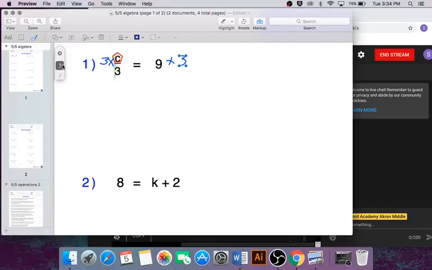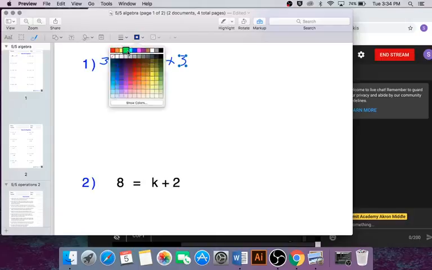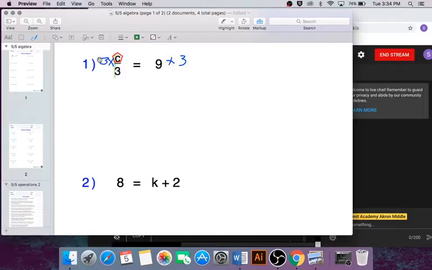So on the left, our multiplied by 3 and divided by 3 are going to cancel each other out. So all we're left with is our variable. So over here we're left with our variable of C. Bring down our equal sign. And over here we have 9 times 3. So 9 times 3 is 27.